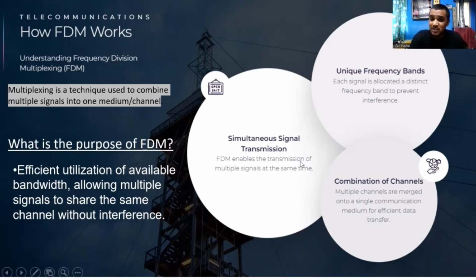This simultaneous signal transmission becomes very important, and FDM plays a very major role in transmitting the signals in an appropriate manner. FDM enables the transmission of multiple signals at the same time. That means frequency division multiplexing helps us in transmitting various signals of different bandwidths at the same time.